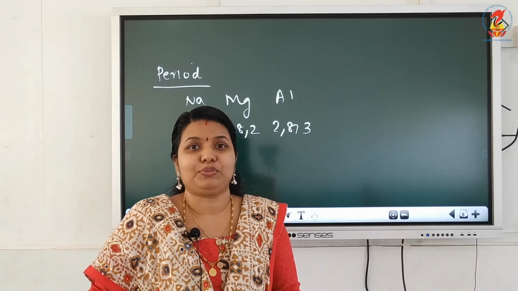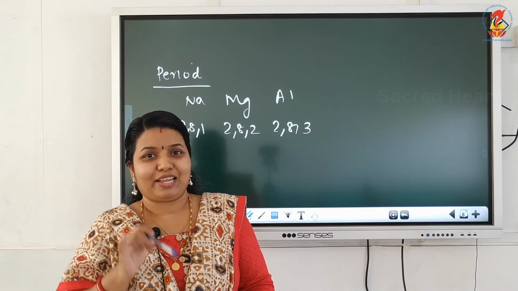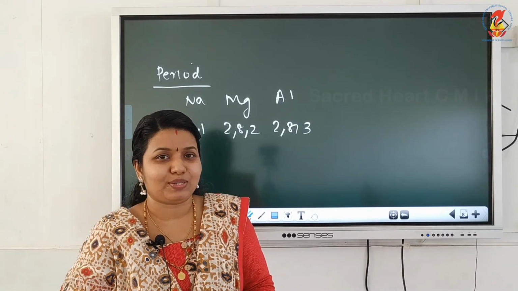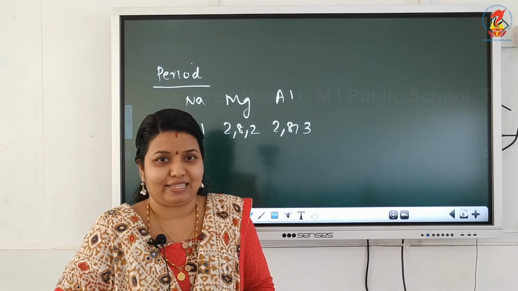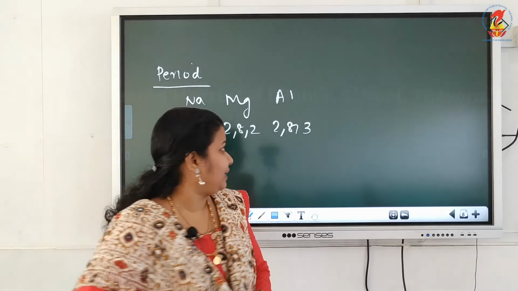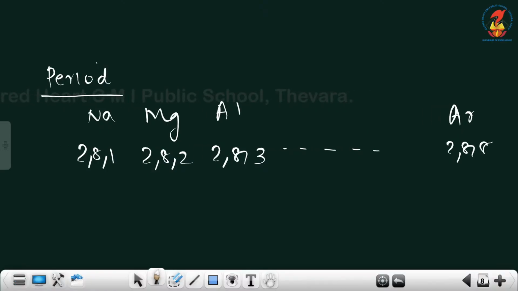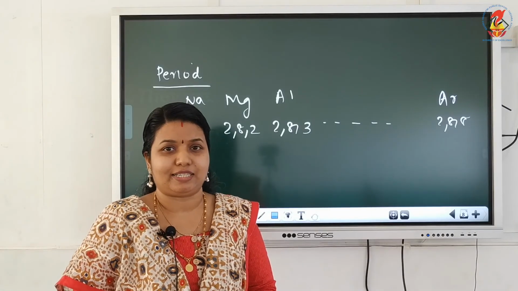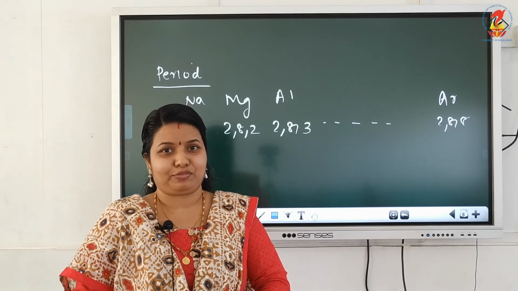Then what happens to atomic size? Do you say that the atomic size remains the same? No, it is not like that. When you move from left to right, atomic size actually decreases. This period will end with argon, 2,8,8. So you can see that in all the elements, electrons are added in the third shell. There is no increase in the number of shells.